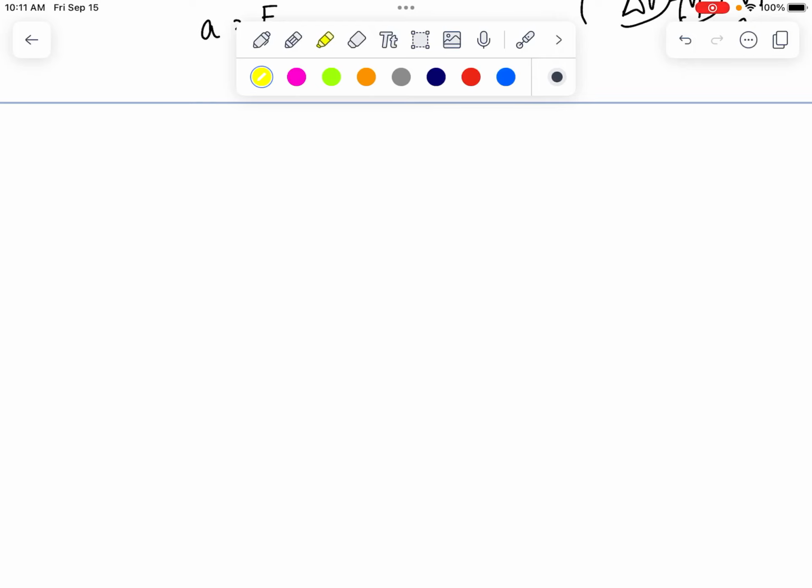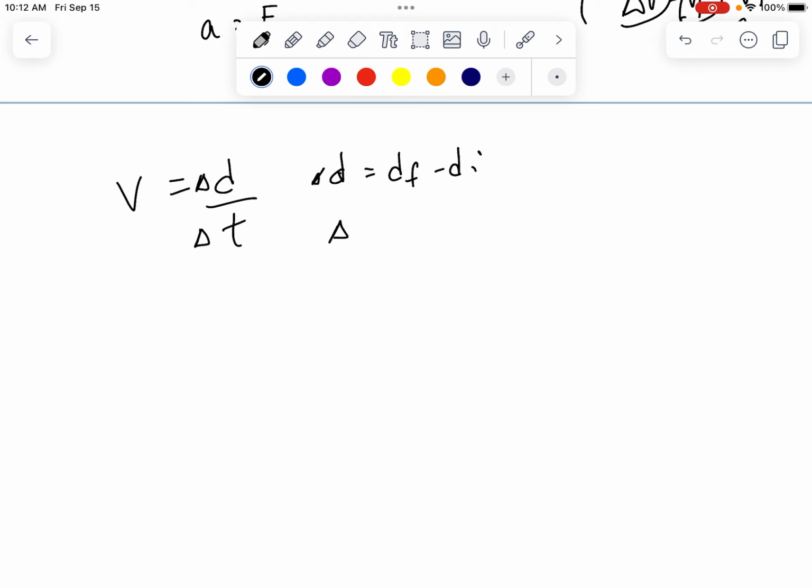In this video, we're going to quickly go over using velocity or speed. So speed is equal to the distance over time. It'll be the change in distance over the change in time, and the change in distance is equal to the distance final minus the distance initial. The change in time is equal to the time final minus the time initial.